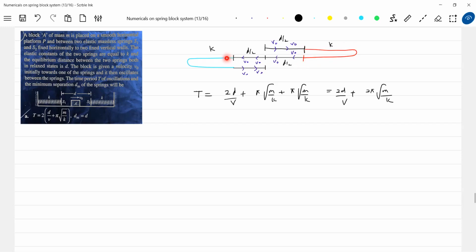Again, the spring will be compressed. Again, it will come back. Once it reaches here, it will lose contact with the spring. So in this region, the block will not be in contact with the spring. Here you can see that. So it will go and compress. Then once the spring comes to natural length, it will lose contact here.